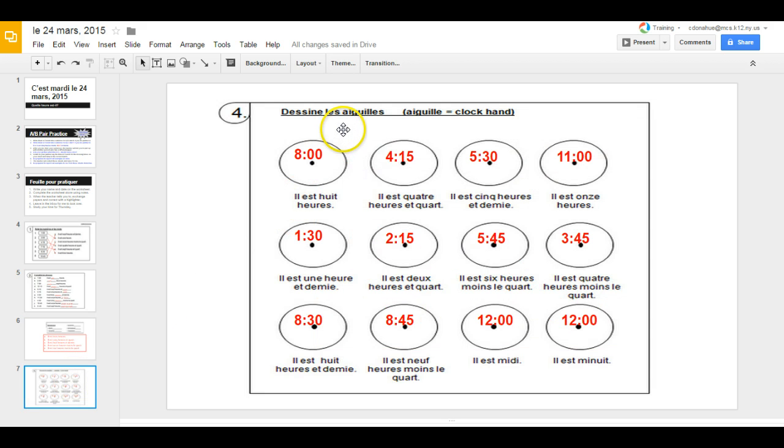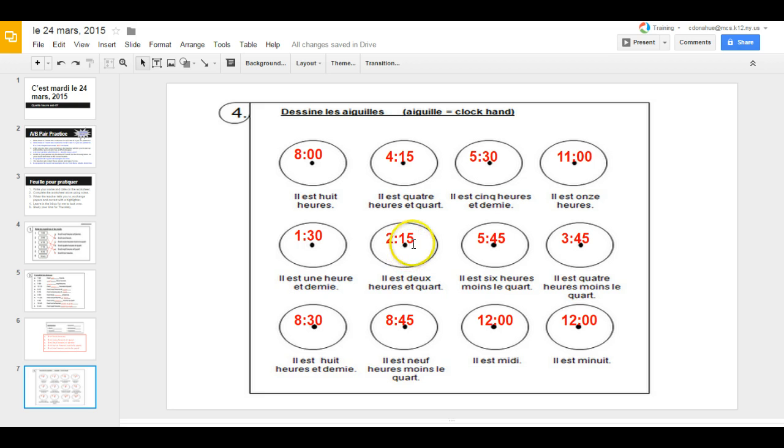For section 4, the hands on the clock, the little hand should be on the 8, the big hand on the 12 for 8 o'clock. For number 2, the little hand should be on the 4 and the big hand on the 3. For number 3, the little hand should be on the 5 and the big hand on the 6. For number 4, the little hand on the 11, the big hand on the 12. For number 5, the little hand on the 1, the big hand on the 6.